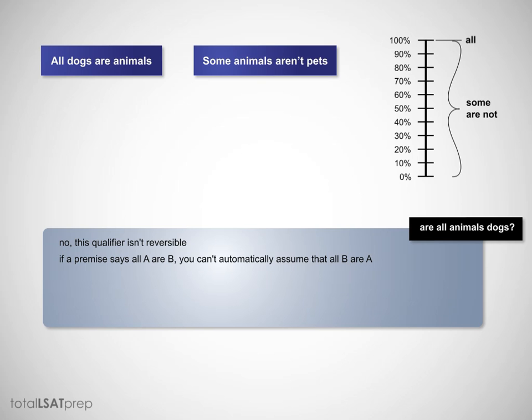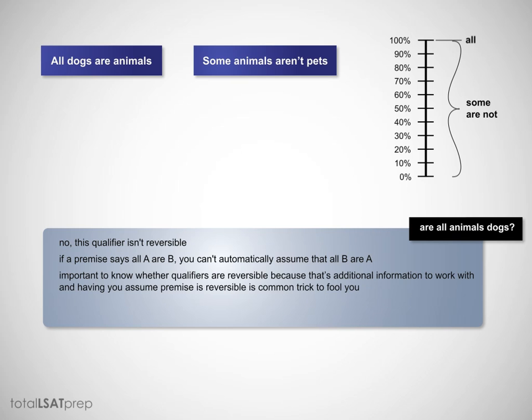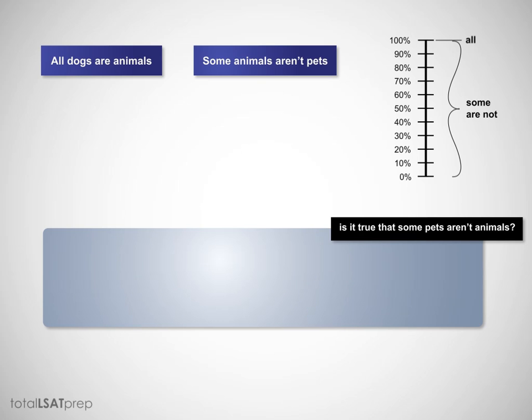Now, it's important to know whether the qualifiers are reversible, because that's additional information to work with, and having you assume that a premise is reversible is a common trick to fool you with these questions. Now let's take a look at the second premise. Some animals aren't pets. Can we reverse that? Is it true that some pets aren't animals?